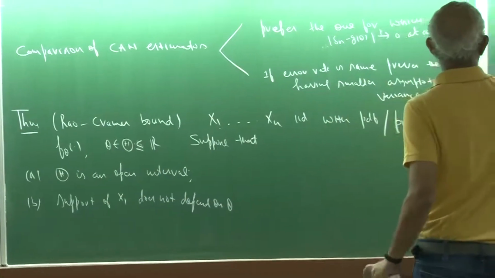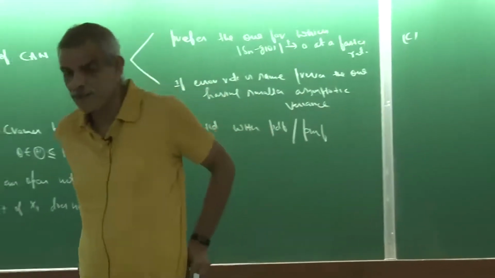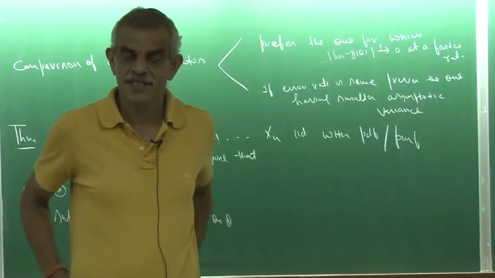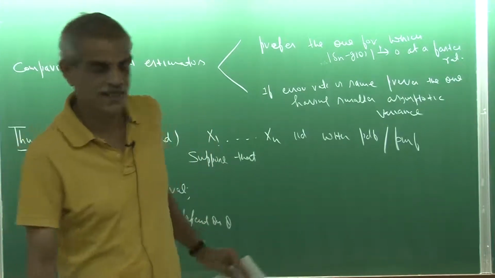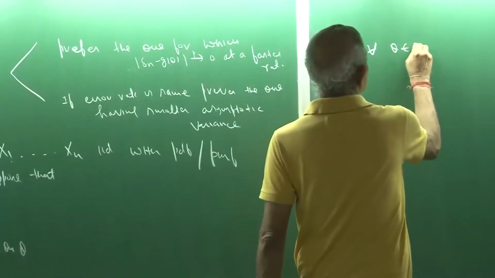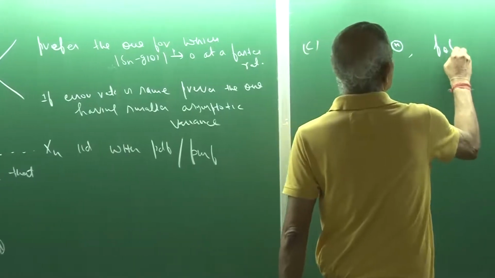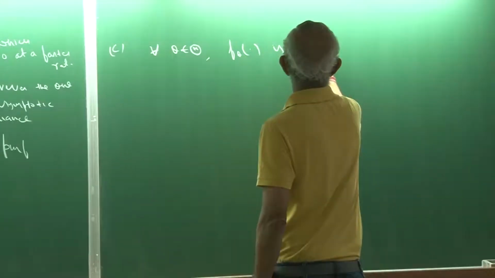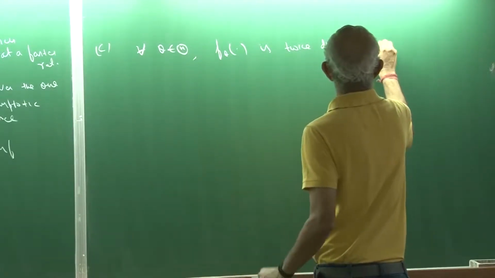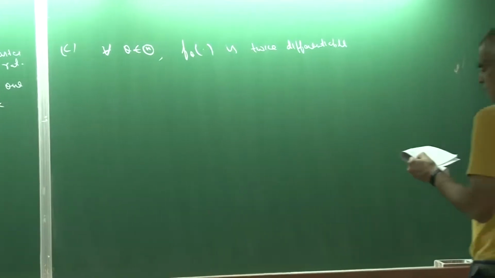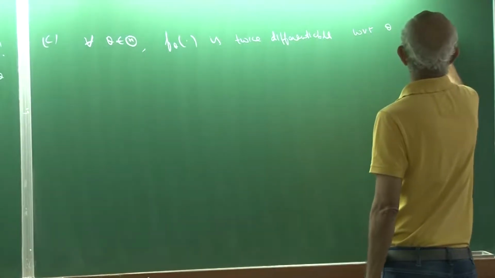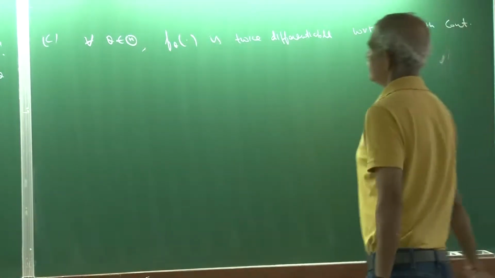Then I assume that, because if you recall, the Rao-Cramer bound requires Fisher information, which involves the second derivative of the density function with respect to theta. So I'll have to assume that the second derivative of the density function exists. For every theta belonging to capital Theta, f theta is twice differentiable with respect to theta with continuous second derivative.